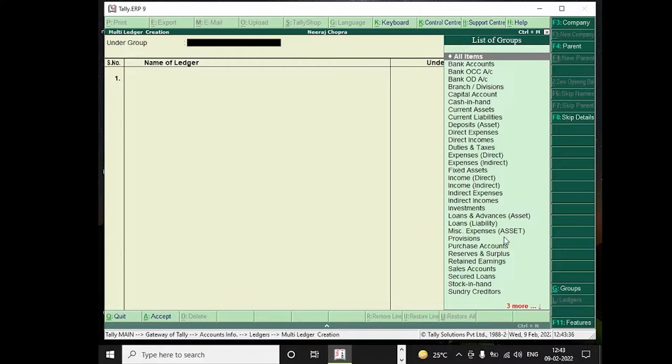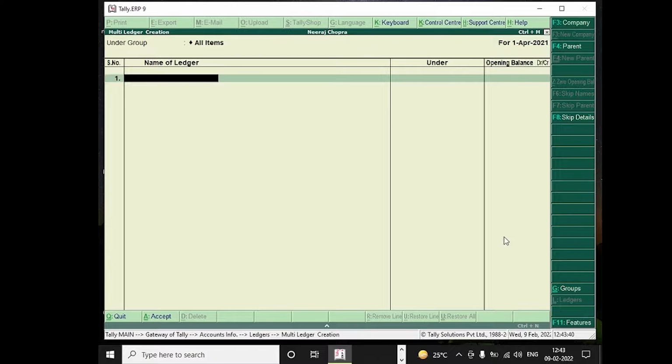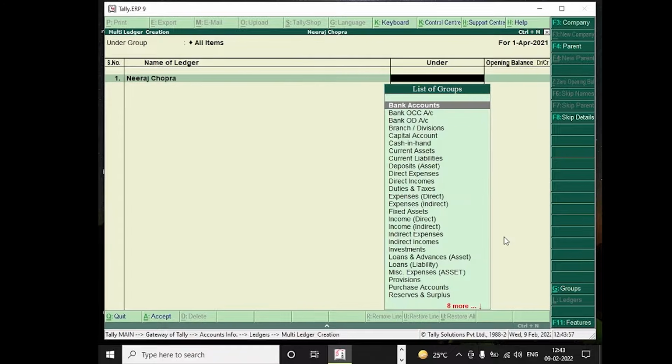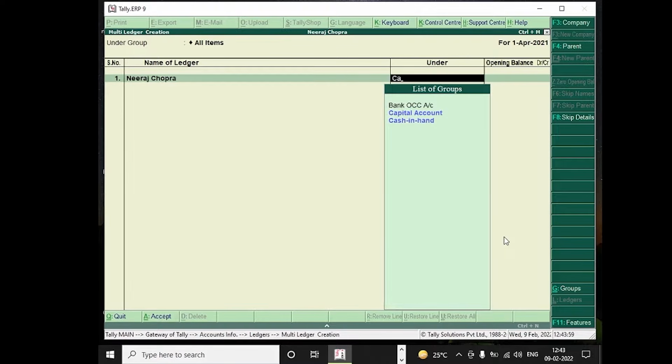Now select all items, click enter. Mr. Neeraj Chopra started a new business with 10 lakh rupees. This is the first transaction. So Neeraj Chopra comes under capital account because he is the owner of the company. Capital account.